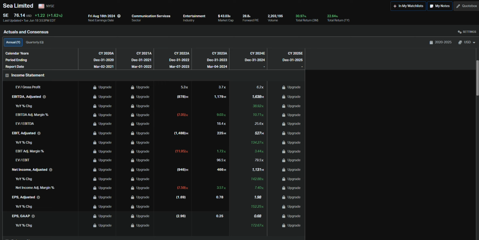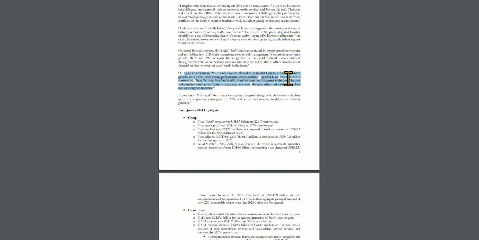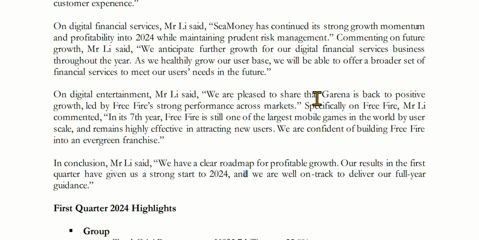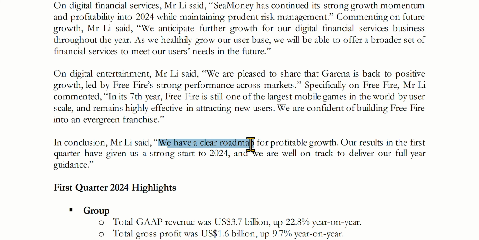And at the same time, they are also experiencing growth in the gaming division. So, for example, if we see the comments from the last earnings report, they have Free Fire, which is one of the largest mobile games in the world. And I have seen different sources that point at this being the single most downloaded game in Q1 2024. So that, coupled with confidence statements from management confirming that they have a clear roadmap for profitable growth, is certainly very encouraging.